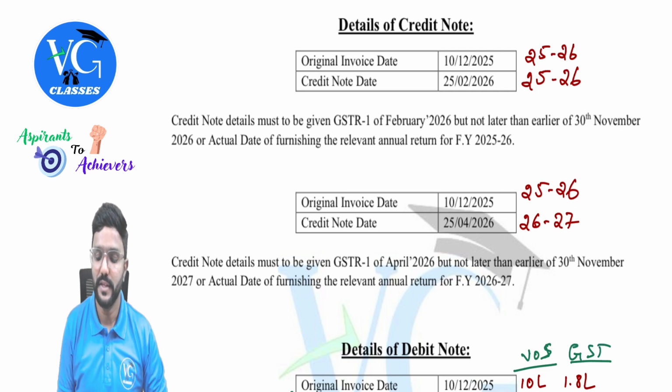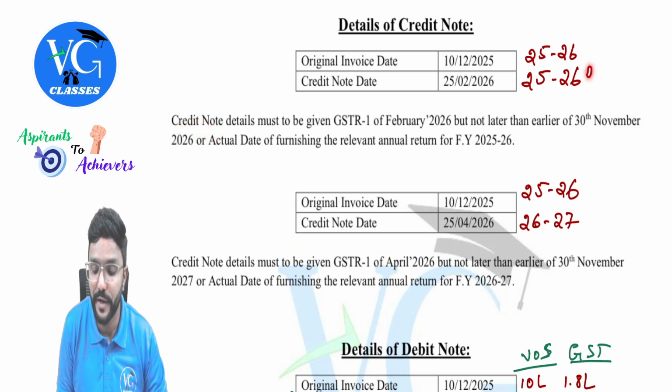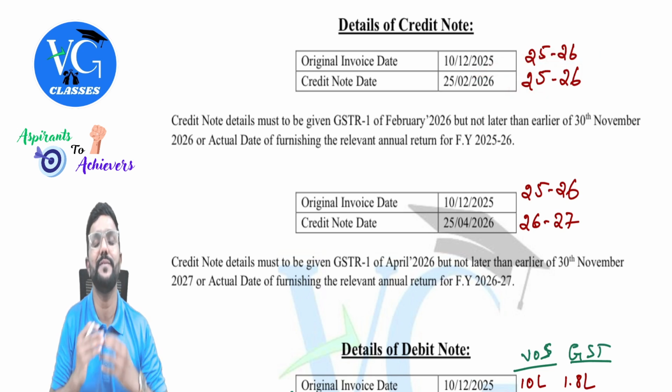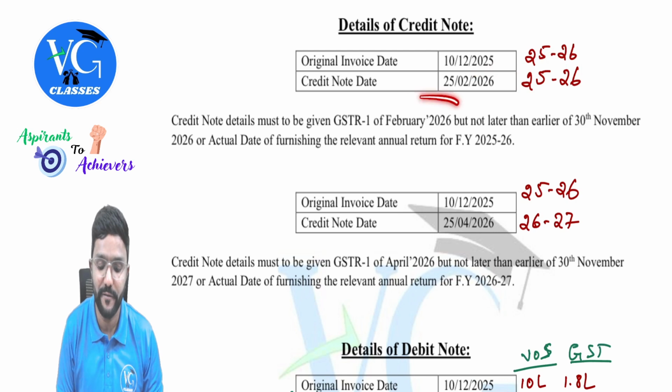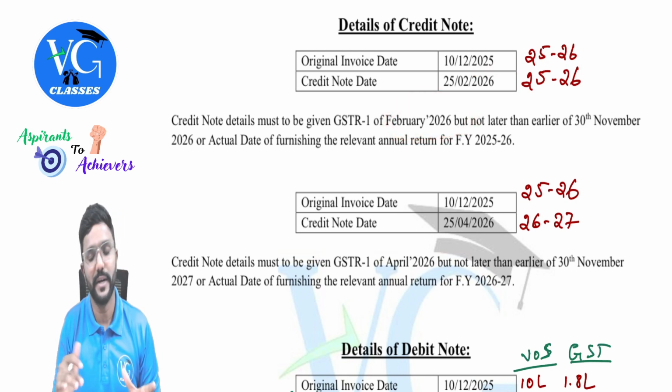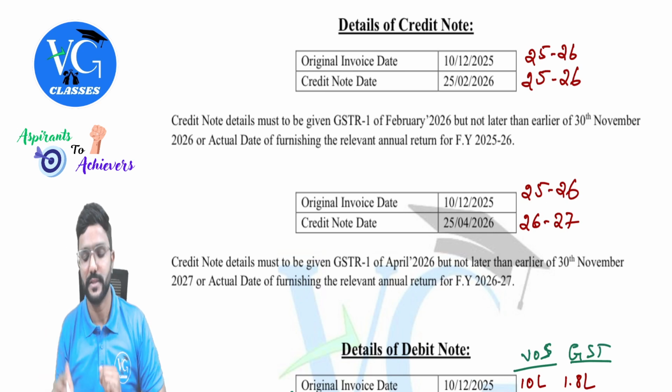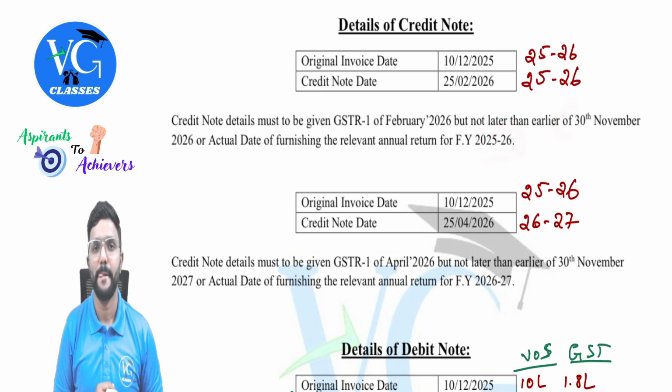Yes. But within 30th November of next financial year, that is 30th November of 2026, or actual date of filing the annual return for 25-26, whichever is earlier. That is the deadline to give the credit note details, guys. You can give it in February month GSTR 1 only. But can you give it later also? Yes, within this time. Okay.